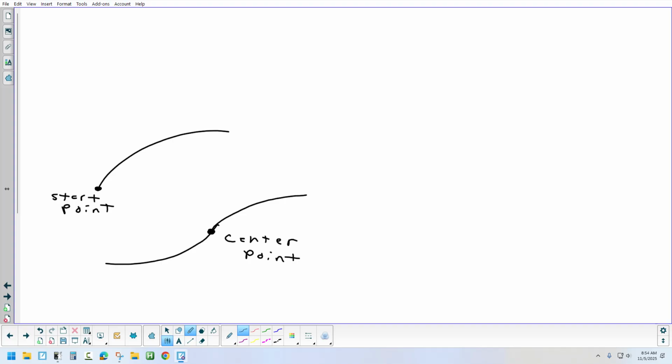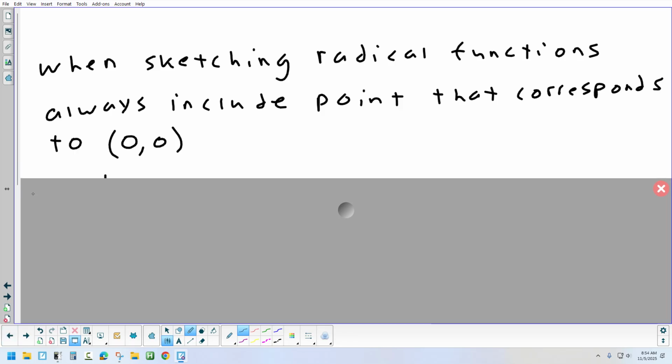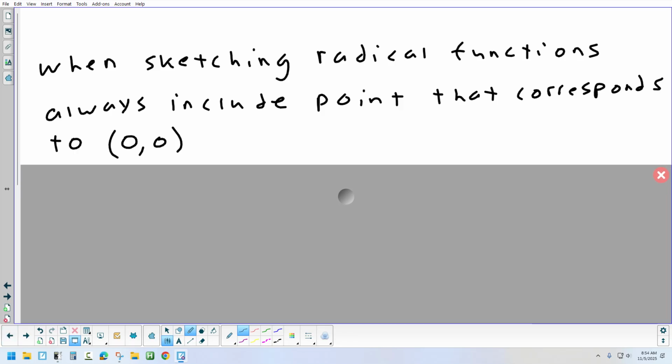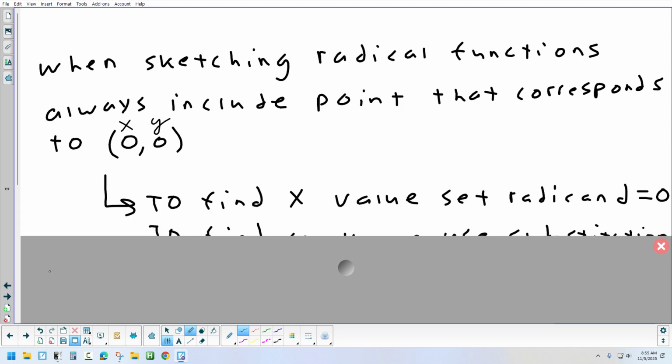So that is something I will ask you on the test, if the following graph has either a start point or a center point. Regardless of which one it is, that point always starts at the origin. Once we shift it, it's not at the origin anymore. So we've got to figure out, where did that point go? It was at the origin, now it moved. I'm going to show you how you find the x value and the y value of the new start point or center point. Depends if you're doing an even root or an odd root.